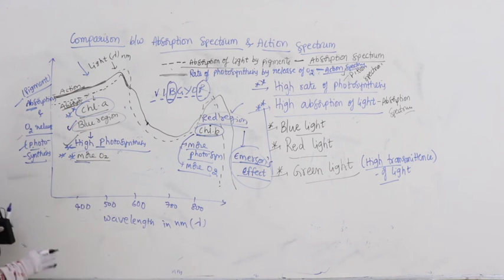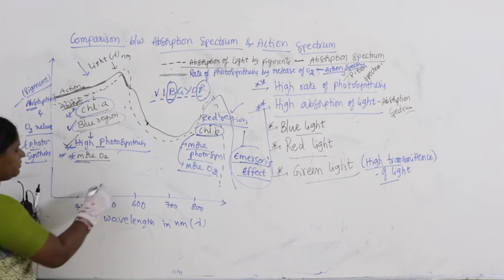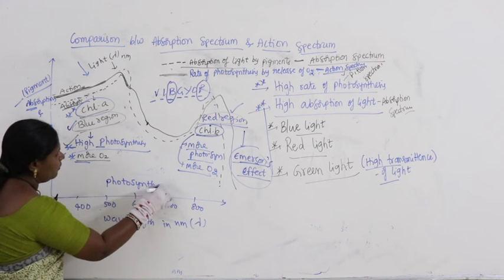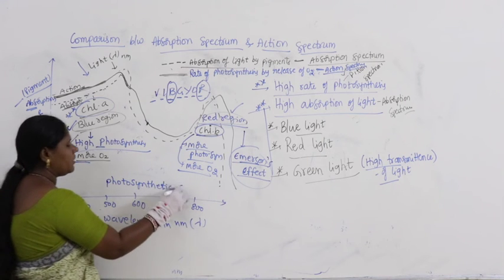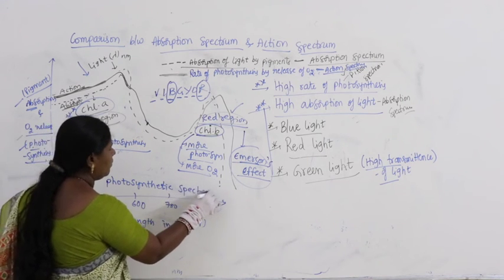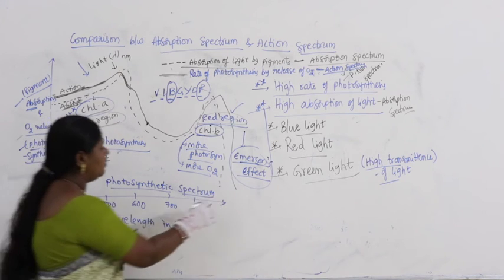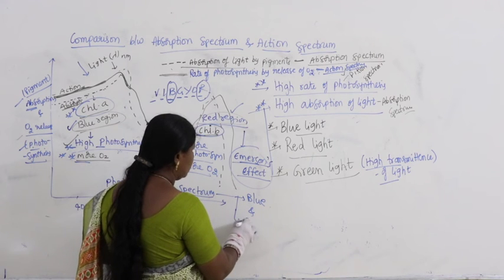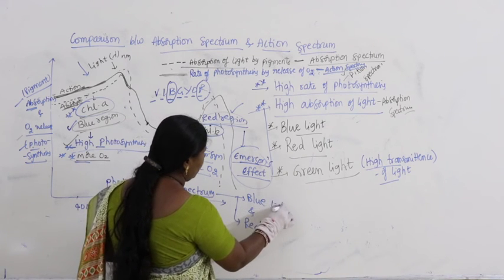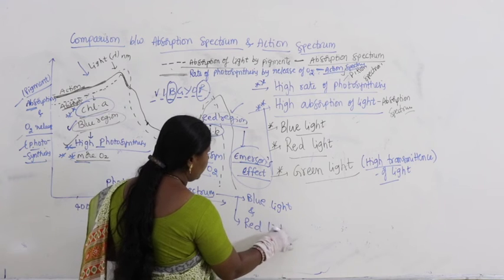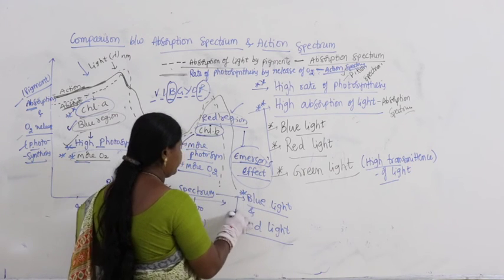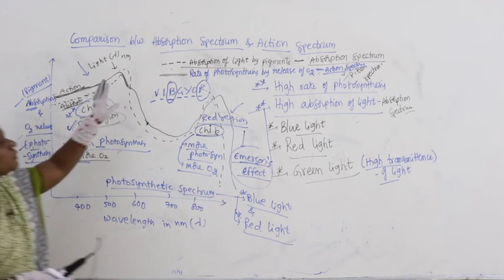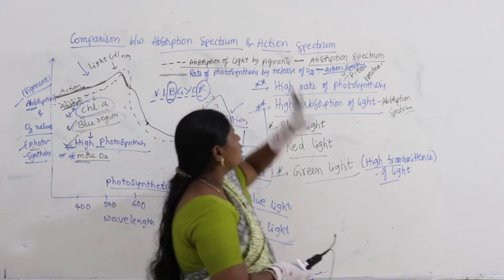Now you can tell me, photosynthetic spectrum or photosynthetic regions if you take, what are the two lights we have to take? One is blue light and the other one is red light. Blue light as well as red light. So, this is the comparison between absorption spectrum and action spectrum.